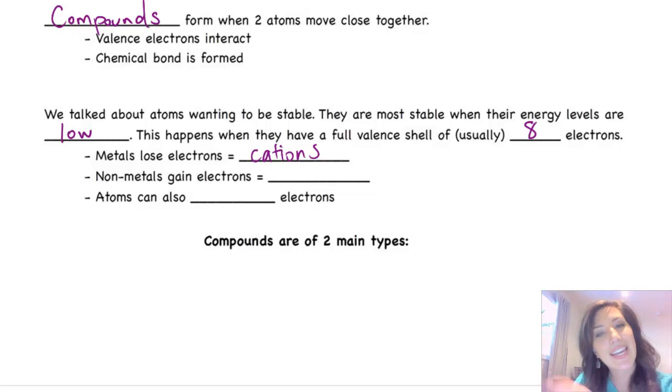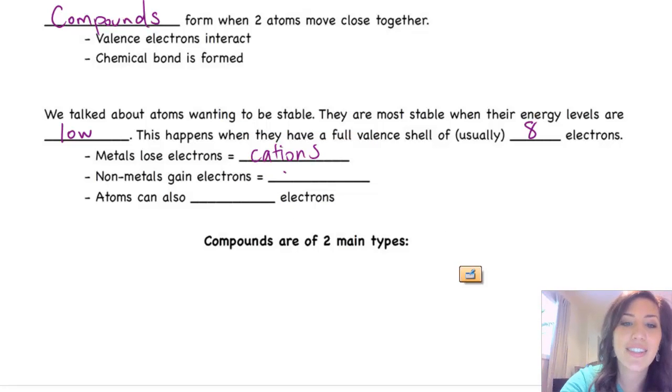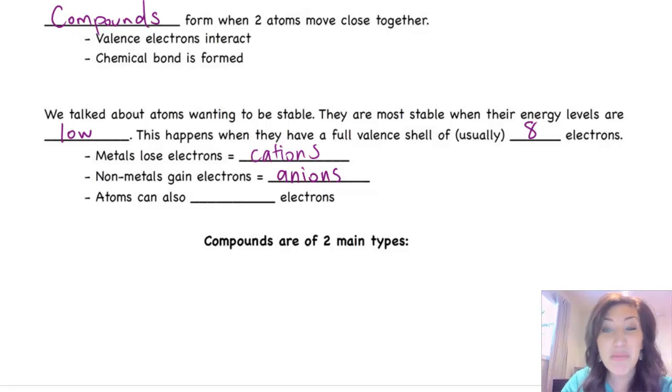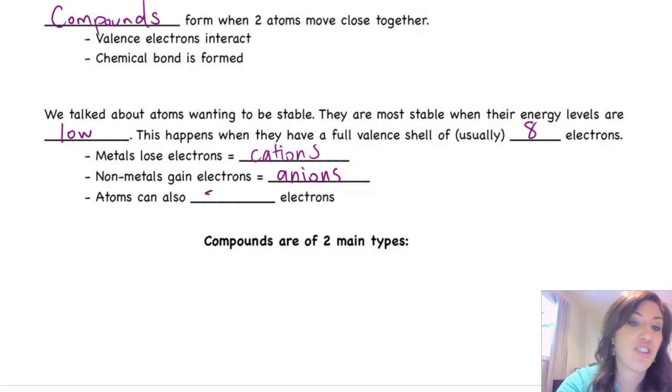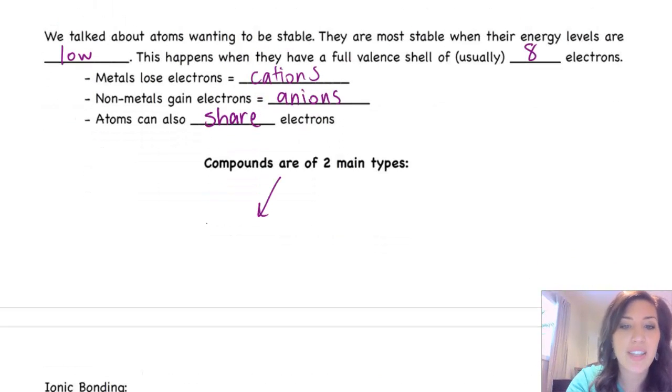Nonmetals will gain those extra couple electrons, and we call these anions. And finally, atoms can also share electrons. So there are 2 main types of compounds. One would be ionic and the other covalent.